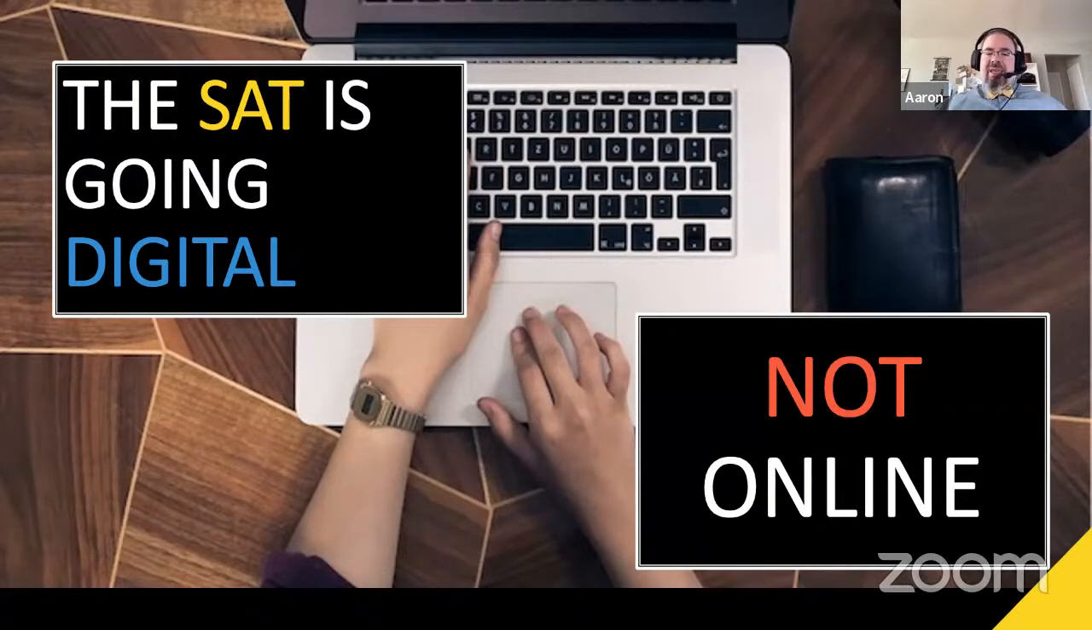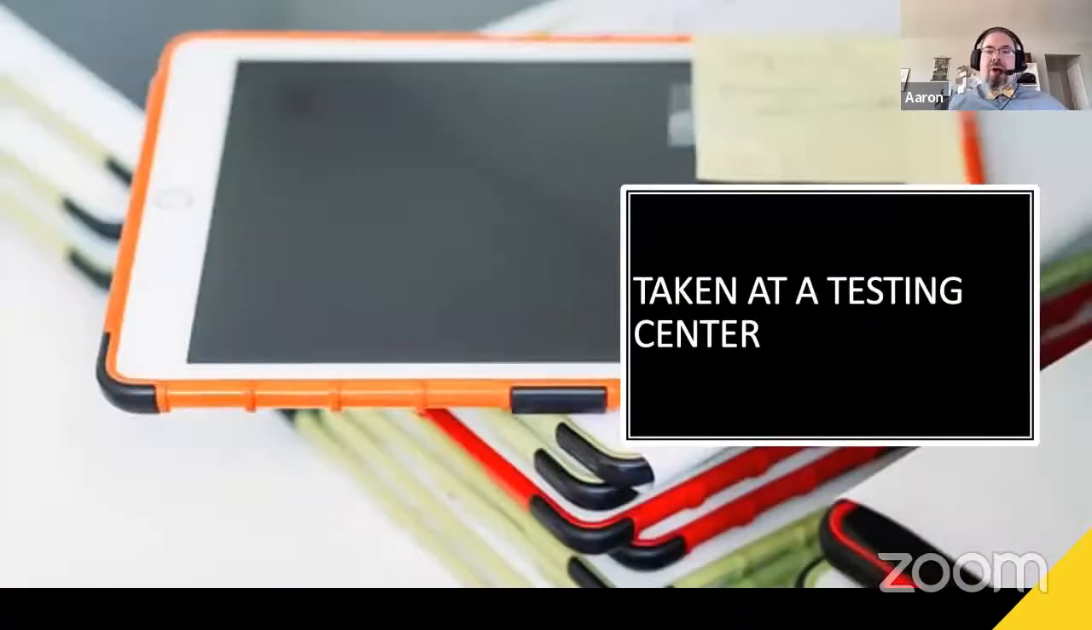There are going to be testing in test centers. And so you're going to have a custom application. We'll talk about that in a moment, but you're not going to be doing it online. You're going to have to take it in a test center.